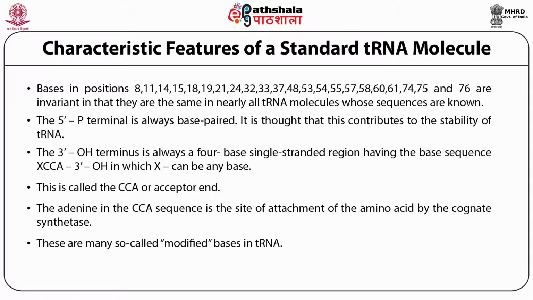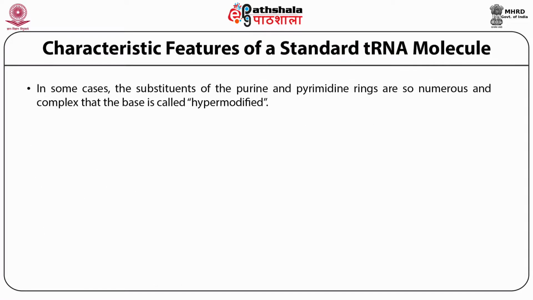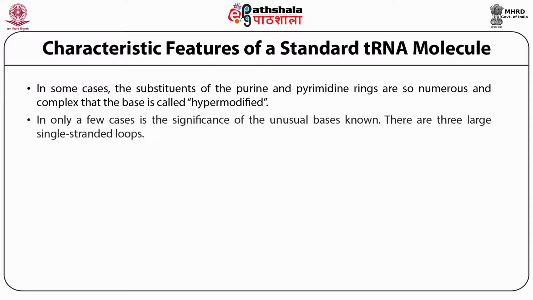There are many so-called modified bases in tRNA. A few of these, dihydrouridine DHU, ribosyl-thymine RT, pseudouridine Psi, and inosine I, occur frequently and in particular regions. In some cases, the substituents of the purine and pyrimidine rings are so numerous and complex that the base is called hypermodified. In only a few cases is the significance of the unusual bases known.